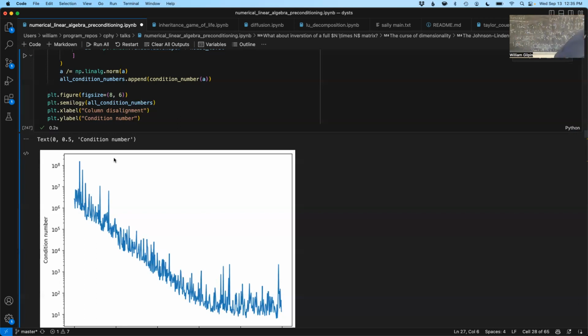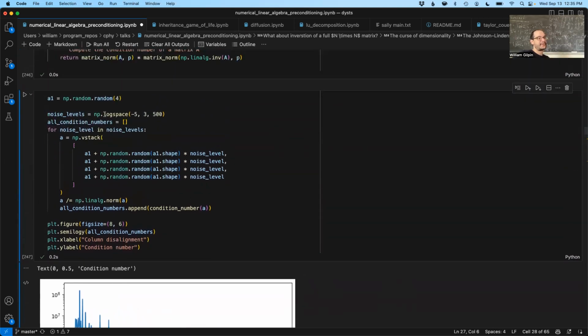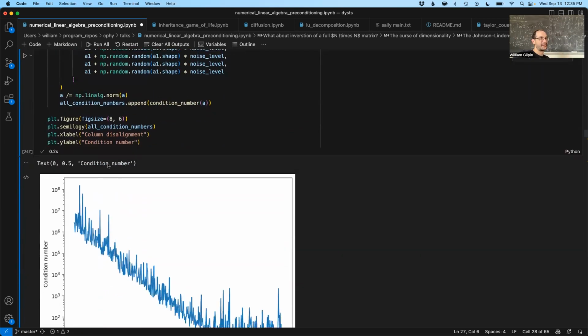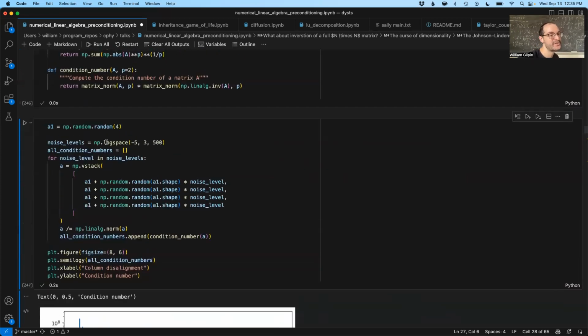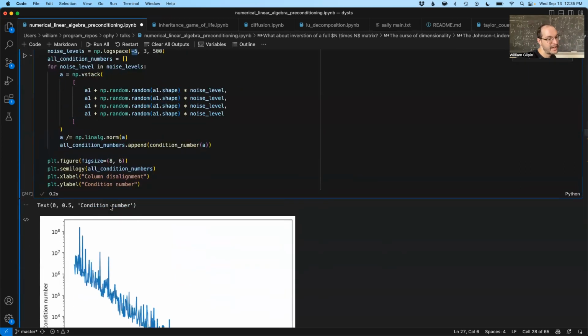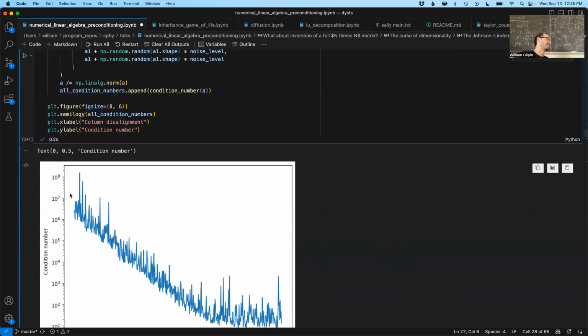Okay, so one case that I didn't do is if I set noise equal to 0, this would throw an error because the condition number would be infinity. So I actually start noise out as just 10 e to the minus 5, some super tiny number. In that case, I get a condition number that's 10 to the 7, so that seems pretty bad.